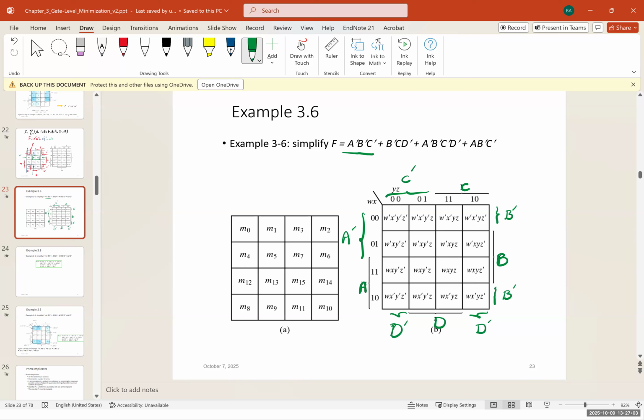Now, first part, A prime, B prime, C prime. A prime is going to be in the first two rows. B prime is going to be in the first row. So A prime, B prime, and then C prime. So I'm going to be left with these two. So A prime, B prime, C prime are these two. Next one, I'm going to do a different color. B prime, C, D. So B prime, and it's going to be in C and in D. It's going to be these two.